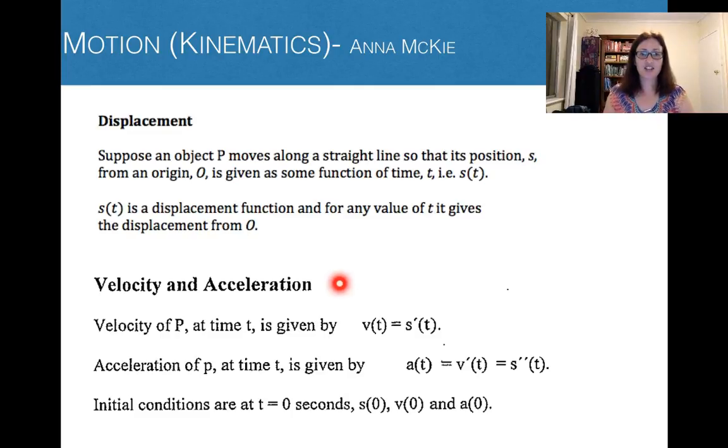Velocity is the first derivative of that displacement function, and acceleration is the second derivative of the displacement function. When you see initial conditions, that's referring to when time is naught, and so we're after S of naught, V of naught, and A of naught.